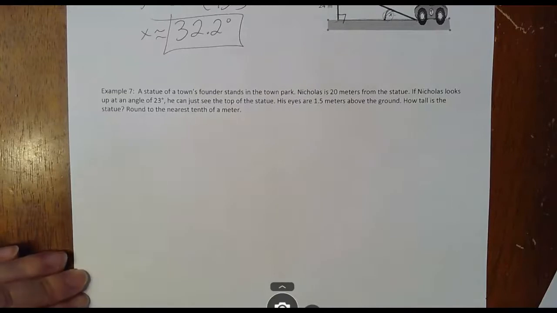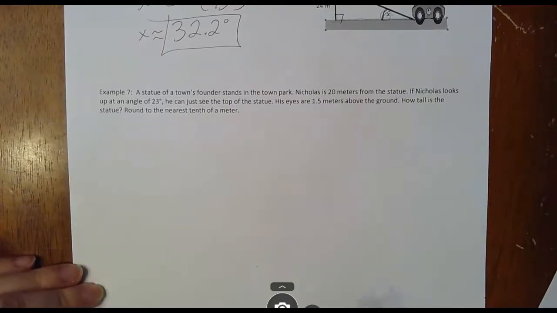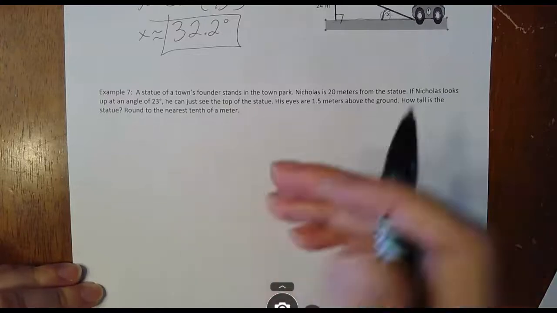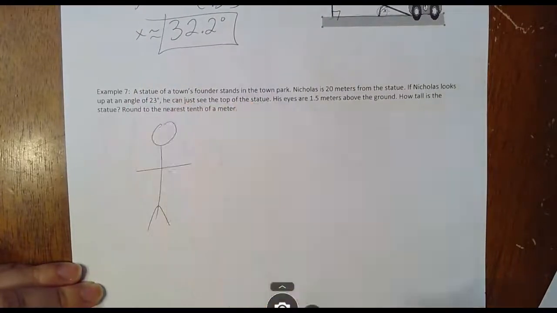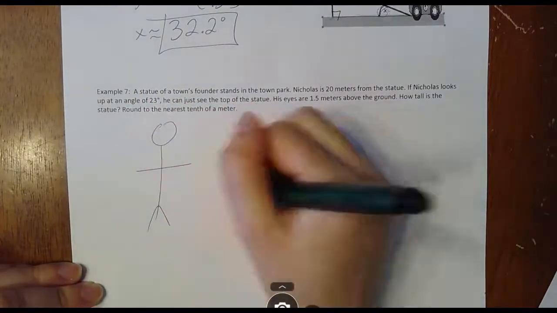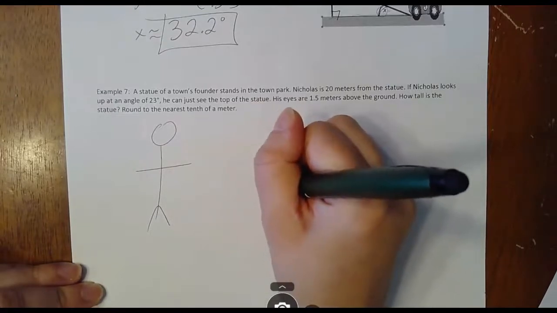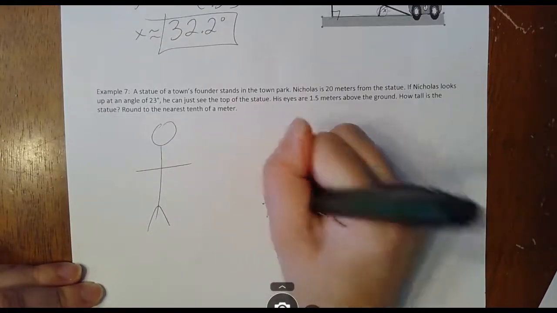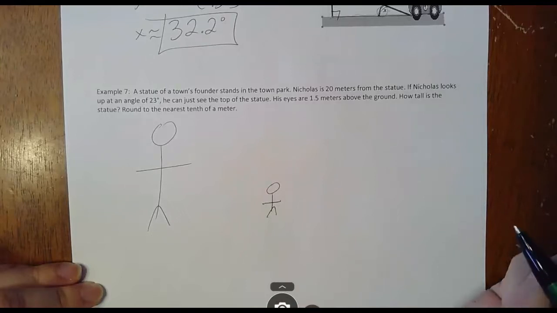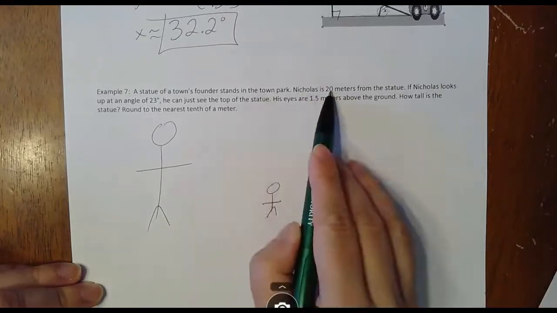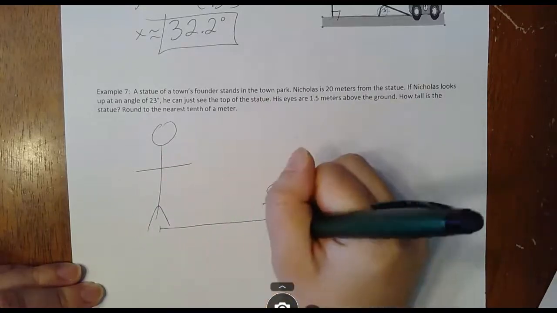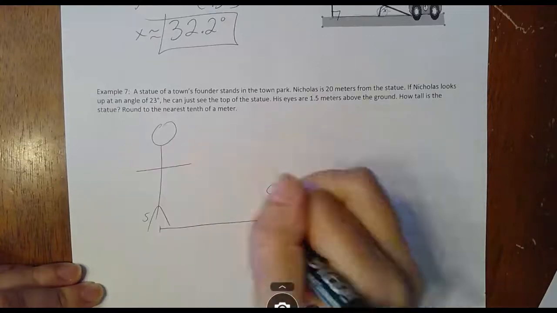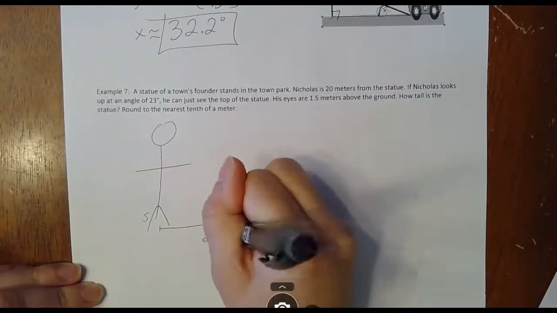Okay, so yet again, let's draw a picture so that we can see what side lengths we have and how they're related to each other. So again, not a great artist, so I'm just going to draw a giant stick figure to represent the statue. And apparently we have Nicholas over here who is looking at the statue. So let's see. Nicholas is 20 meters from the statue. So the length from the statue to Nicholas, here's the statue, is 20 meters.